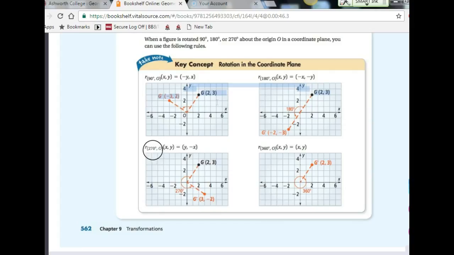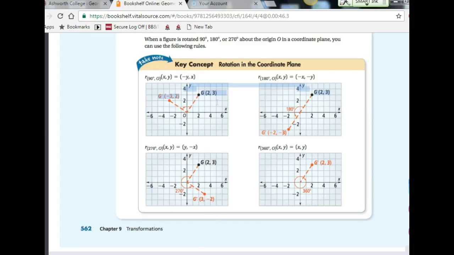If you're rotating something 270 degrees, you switch your x and your y, except this time the x becomes negative. When it's 90 degrees, the y becomes negative, but when it's 270, the x becomes negative. And notice, this is 270 degrees, or 3/4 of the way around the quarters of the graph here. If you had 2, 3, and you rotated that 270 degrees, you're going to end up at 3, -2.